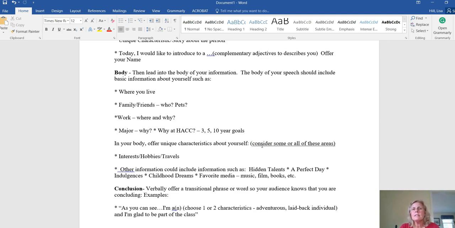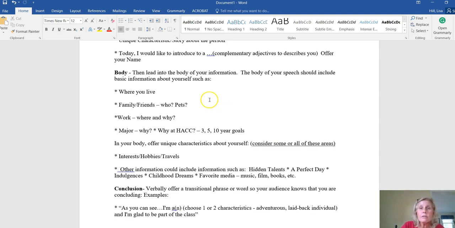A couple ways to structure this information. In your body, you could think of 3 key elements about who you are. Perhaps in your life, family, school, and work is very important. So you're going to say, today my name is Lisa Hill, and I'm going to tell you a little bit about myself. I'm going to tell you about my family, my career, and my schoolwork that I'm accomplishing at Hack and at other colleges. So let me first tell you about my family, and then you go into the body of your speech.